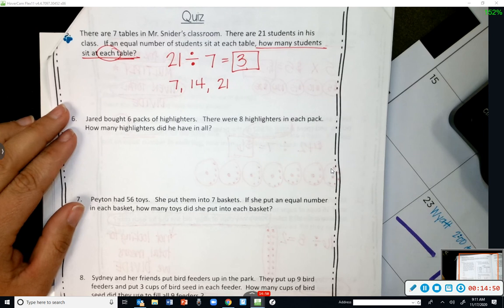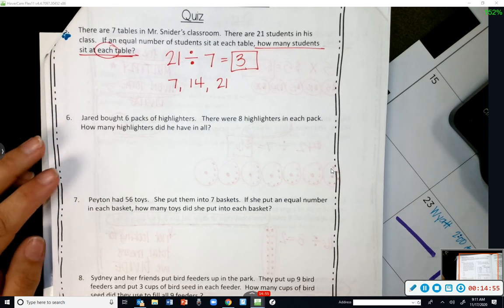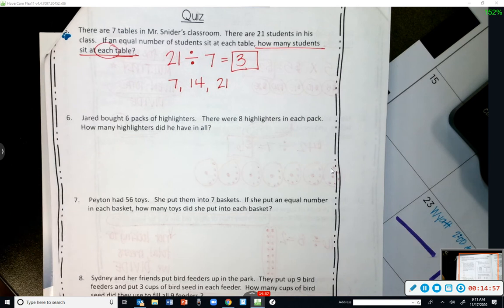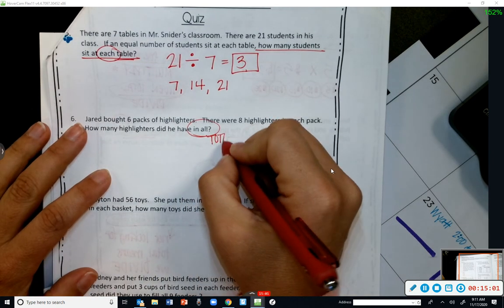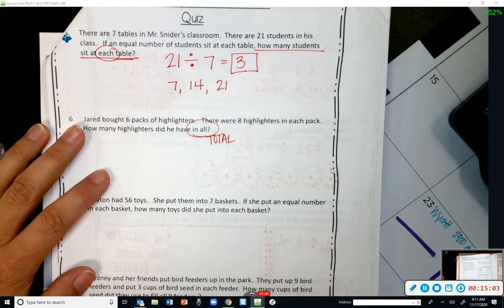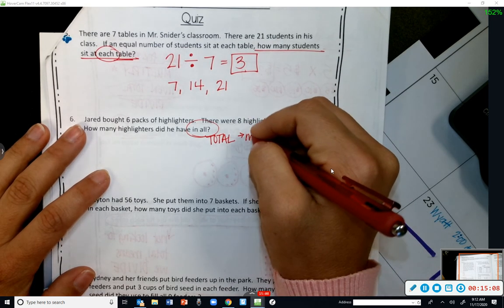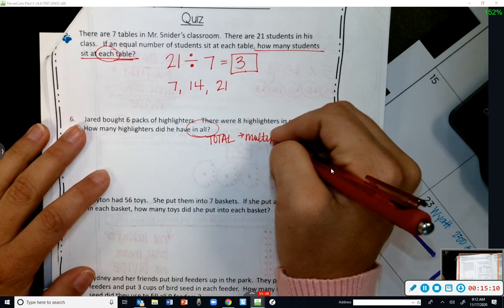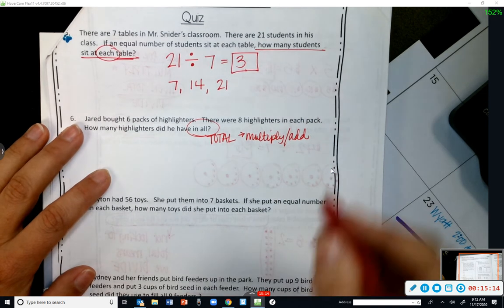Number 6. Jared bought 6 packs of highlighters. There were 8 highlighters in each pack. How many highlighters did he have in all? So we're looking for the total. What does that mean when we need to find a total? In all means multiply. Some of you guys are used to just saying add, but we know multiplying is a quicker way to add. Okay?